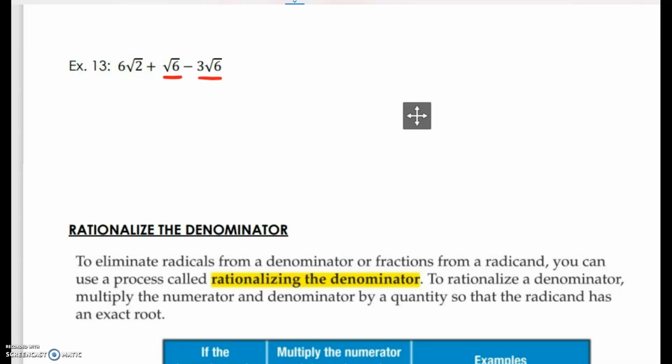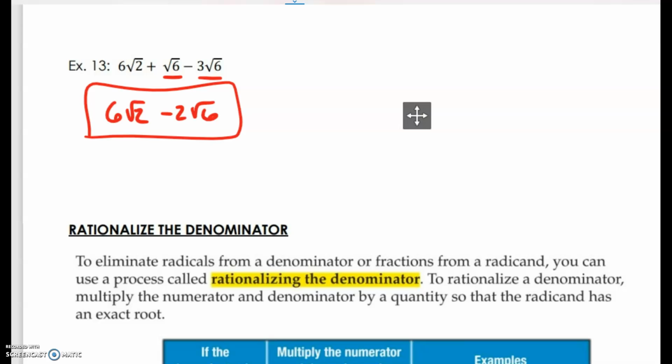So nothing simplifies, but the thing I can do is combine these two because they're both radical 6s. So I have 6 radical 2 from this first term, and then these two terms can be put together. 1 radical 6 minus 3 radical 6 would be negative 2 radical 6. Alright, and since these are different radicals, this is radical 2 and this is radical 6, this can't be simplified any further.